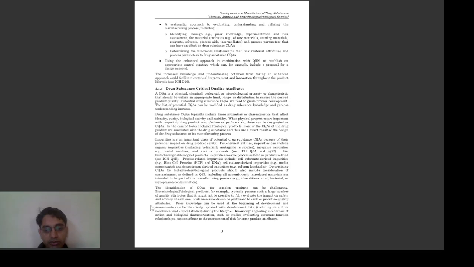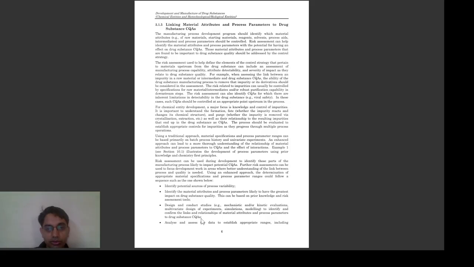Risk assessment can be performed to rank quality attributes according to priority. Prior knowledge can be used at the beginning of development, and the assessment can be iteratively updated with development data, non-clinical and clinical studies during the life cycle. Knowledge regarding the mechanism of action and biological characterization, including studies evaluating structure-function relationships, can contribute to the assessment of risk of some product attributes.